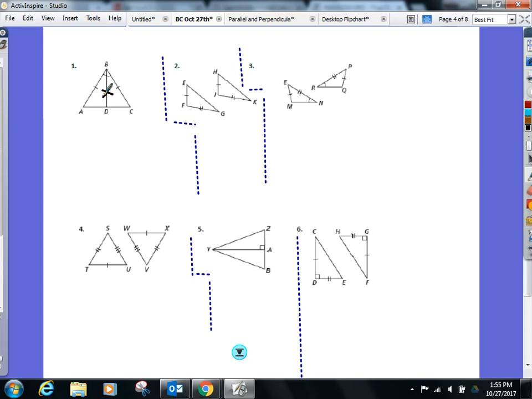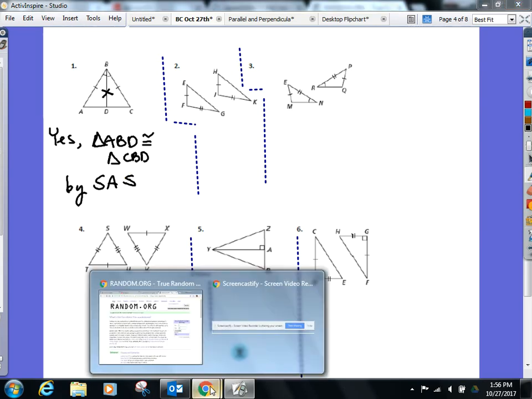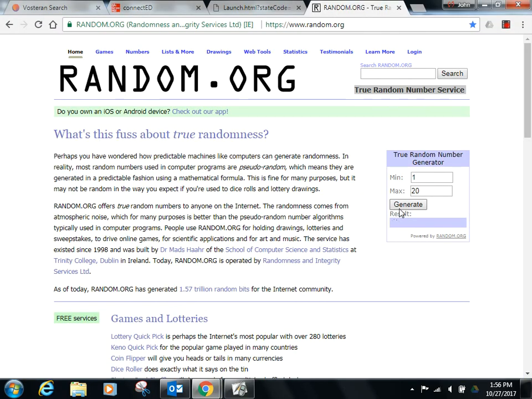Okay, let's keep rolling here. Look at number 2 now. And again, you can just go by what's marked. That's it. If there's not a reflexive or vertical angles, you're not putting anything on that diagram. Okay? So what do we think here for number 2? Congruent or not?